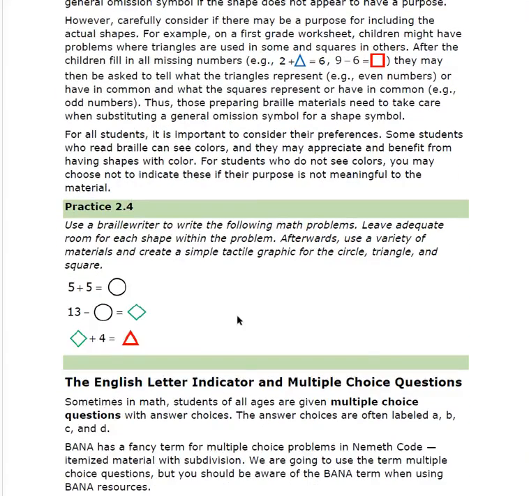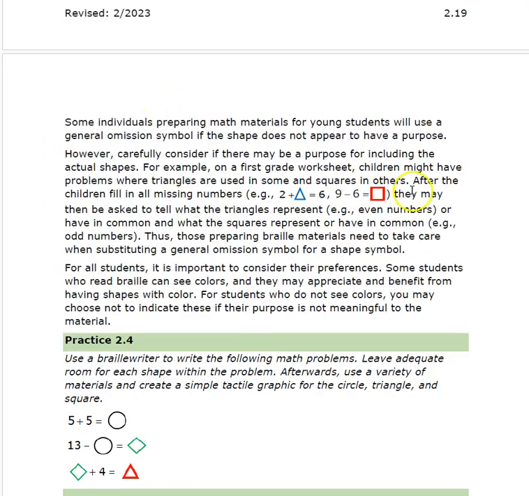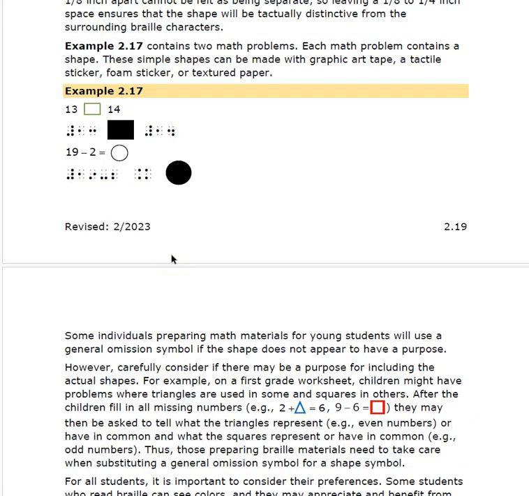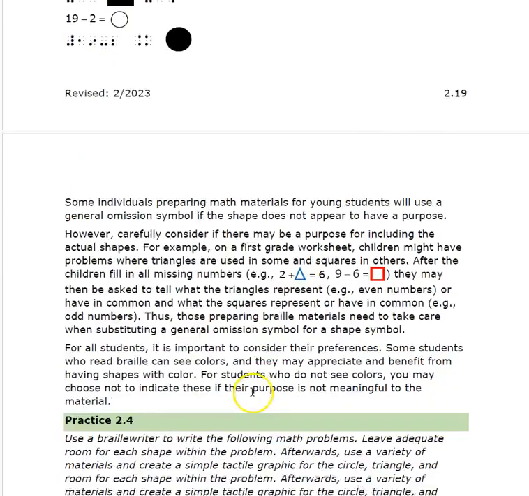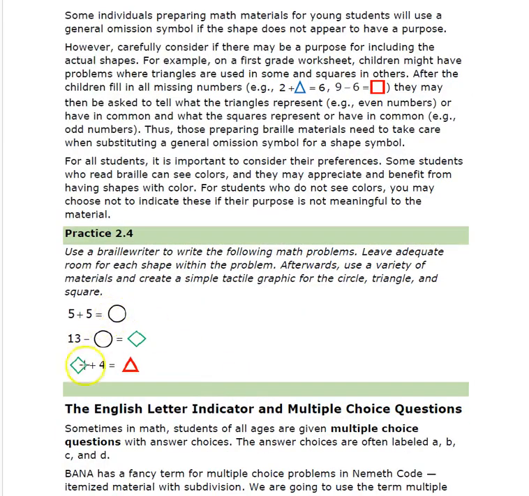Okay. So I think what it says here is, what's the purpose of the shapes? If it's just to indicate that it's a blank, just write a full cell. If it's because you want to make a relationship between one symbol and another symbol. So like this practice 2.4 has 5 plus 5 equals a circle. 13 minus the circle equals something else. So if you follow this logic, 5 plus 5 is 10.